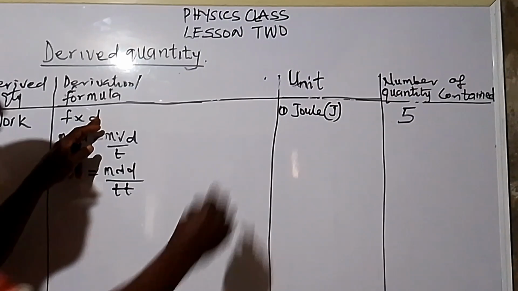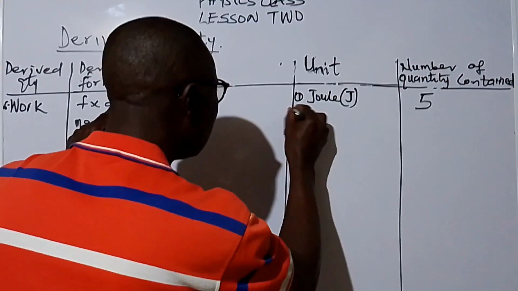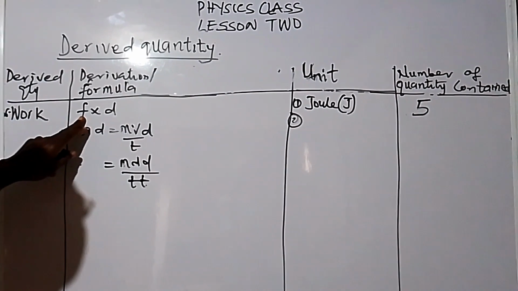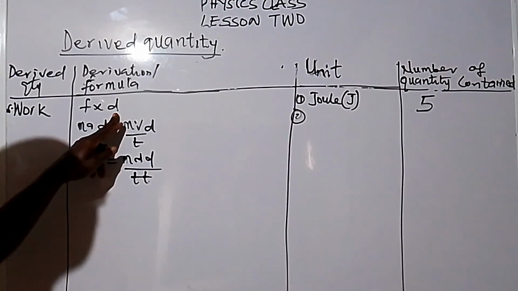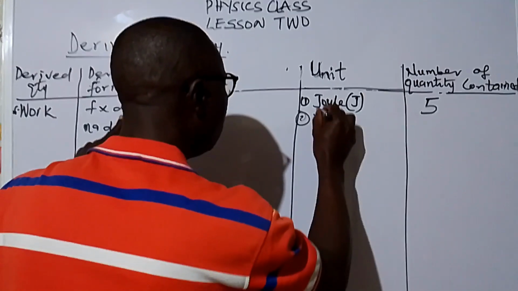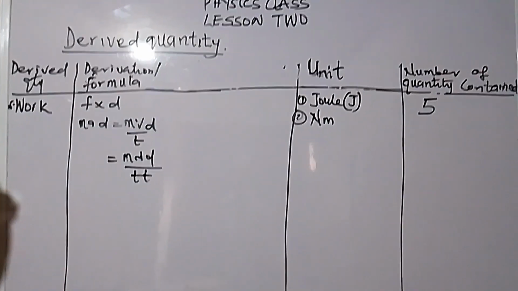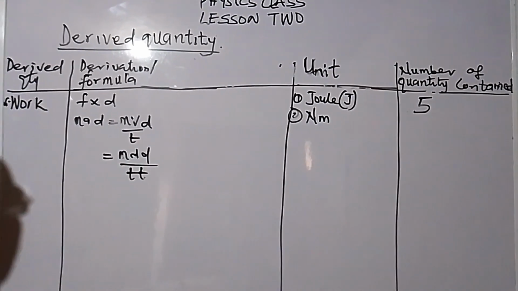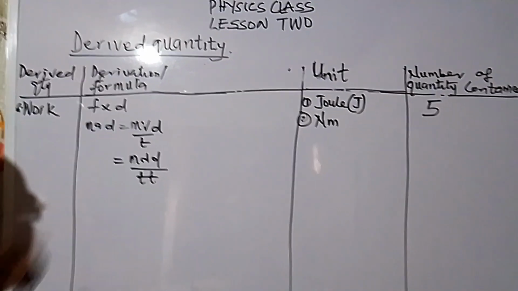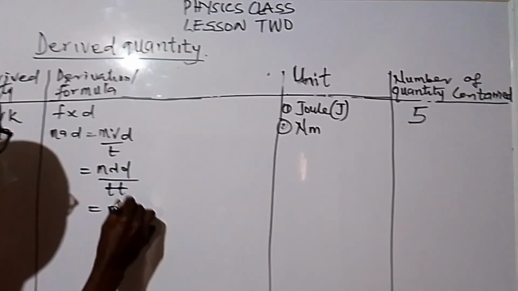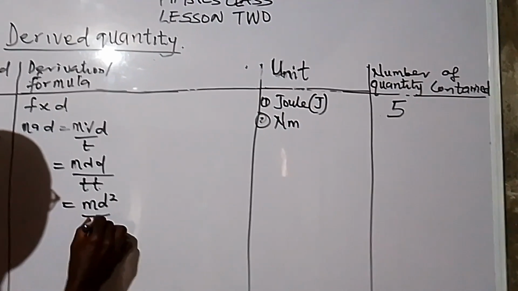Now, to get another unit, from this formula, that is force multiplied by distance, we can get unit number 2. The unit for force is Newton, while for distance it is meter. So you can have Newton meter as a unit of work. Again, from our expression, this one will now give us m d square over t square.